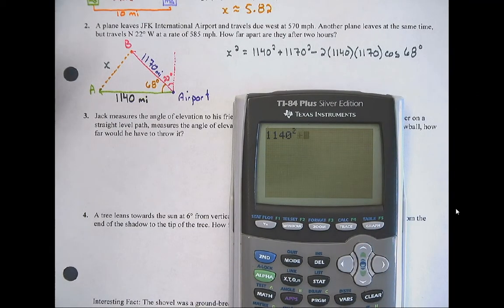1140 squared plus 1170 squared. Subtract 2 times 1140 times 1170 times cosine of 68. We already checked our mode, right? So I know I'm in degrees. Whoa! Big number, huh? Why is that not my answer?